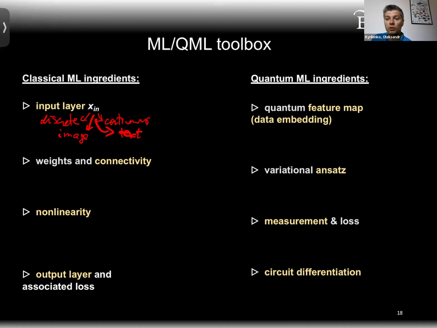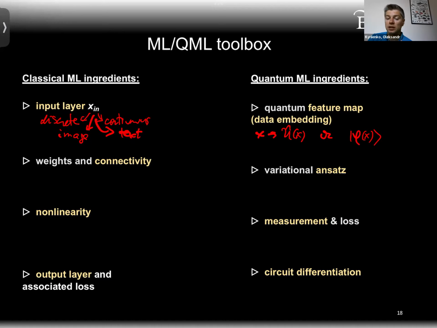What is the analog for quantum? Here, the input layer is substituted by data embedding in forms of feature map. So you either take your x and instead apply U_phi of x, or you get immediately the quantum data. So a quantum state that is a result of measurement, but you didn't collapse it yet.